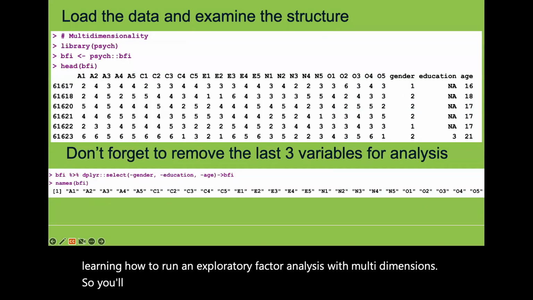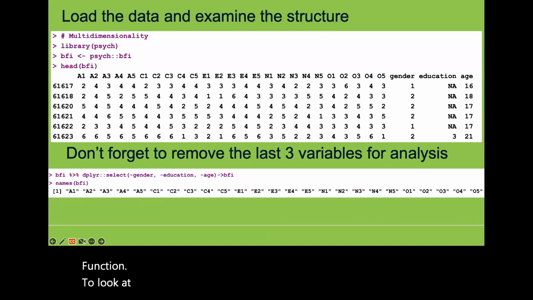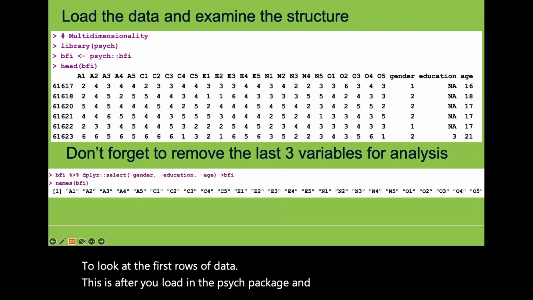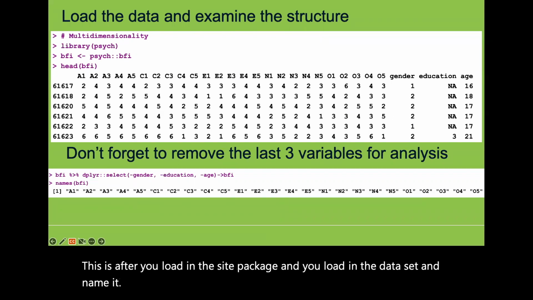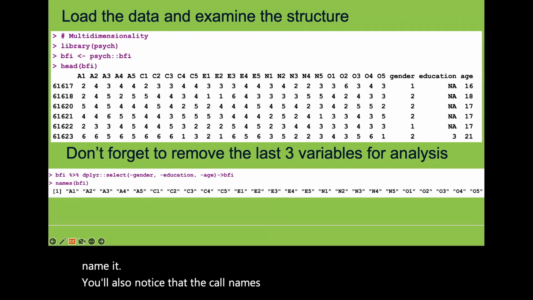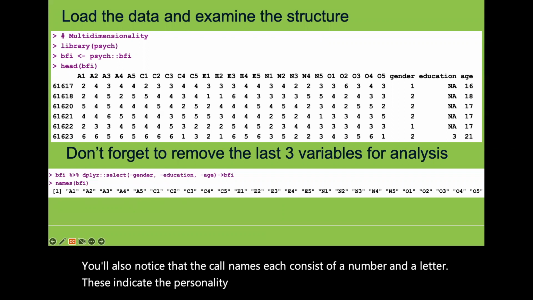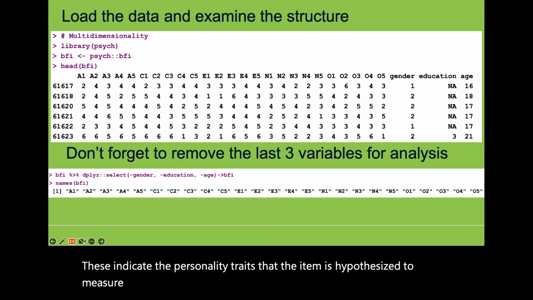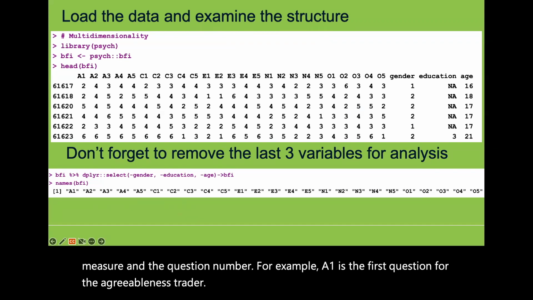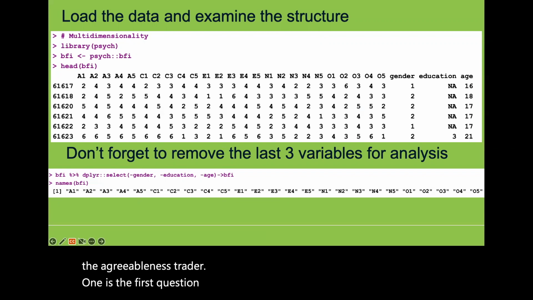So you'll use the head function to look at the first rows of data. This is after you load in the psych package and you load in the data set and name it. You'll also notice that the column names each consist of a letter and a number. These indicate the personality trait that the item is hypothesized to measure and the question number. For example, A1 is the first question for the agreeableness trait. C1 is the first question for the conscientiousness trait, etc.